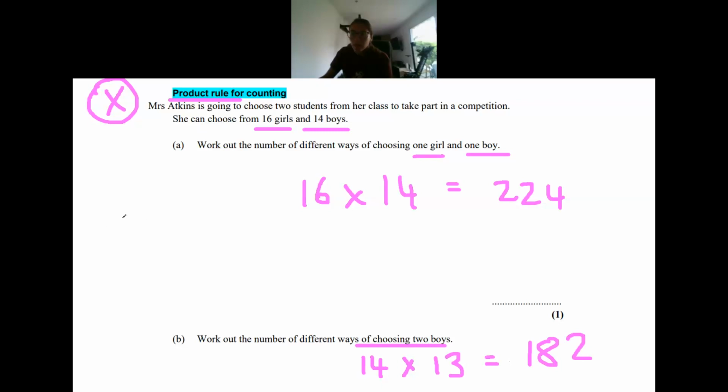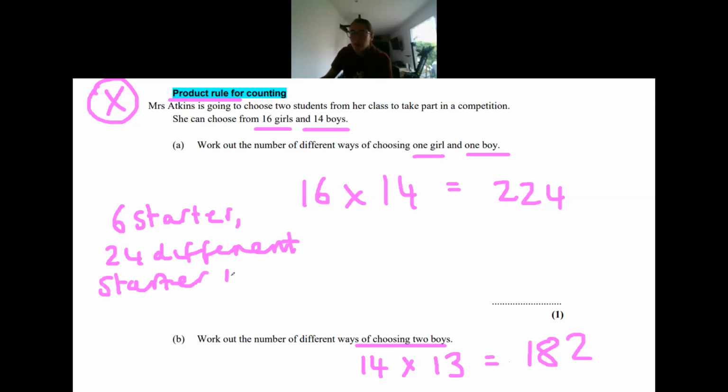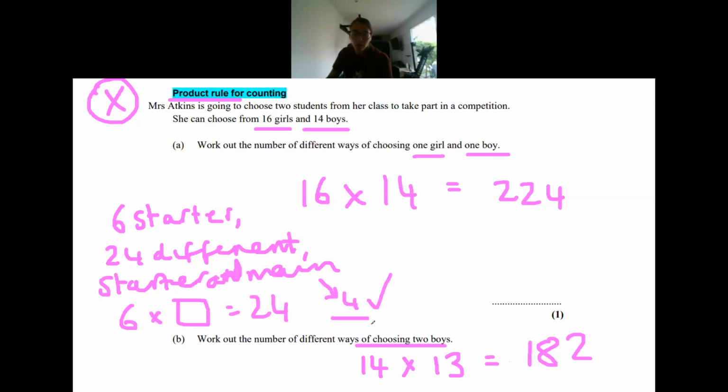It could be I've got 6 starters in a restaurant. I think that there are 24 different ways of choosing a starter and a main course. Could I be correct? Starter and main. I probably shouldn't have put a plus there. So if I've got 6 starters on a menu and I'm saying there are 24 different ways that I can choose a starter and a main course, well, 6 times the number of mains equals 24. So the number of mains is 4. So yes, I could be correct because I get a whole number. If it were a decimal, then no, because I can't have a decimal number of main courses.